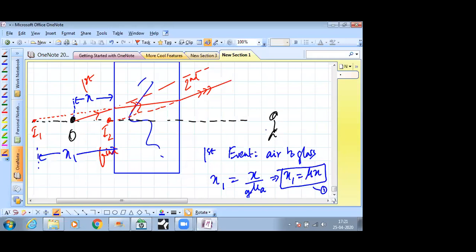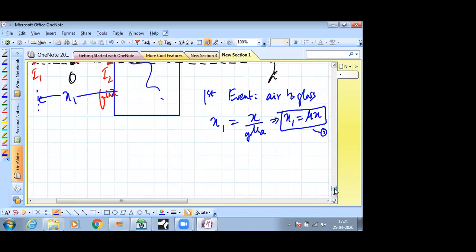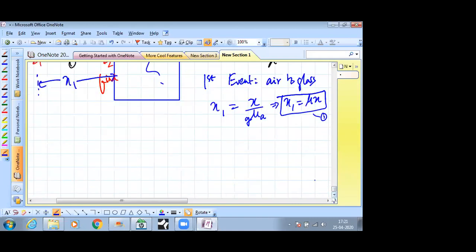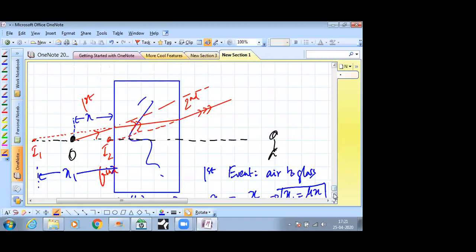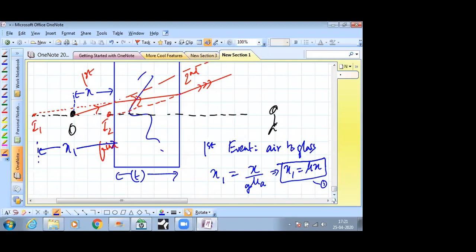Now let's come to the second event. For the second event, the object is no longer this O. The object is which one? I1. And the refraction is happening where? It is happening at the second surface. So if this thickness is T, now you can see for the second refraction, this is the incident ray. This is coming from I1. So what is the real depth? This thing is the real depth. Let's say this is Y. And you can see Y is nothing but x1 plus T. And this causes refraction like this, and I2 becomes the image.